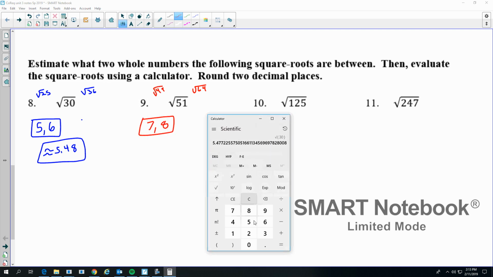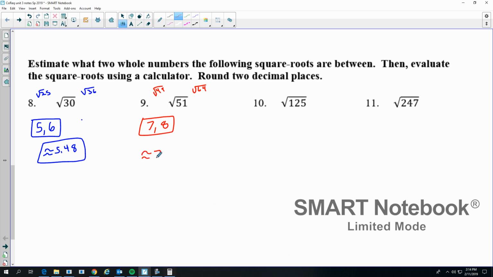So let's see. I'll clear this out. So 51, and I press the square root key. So I get 7.1414. Okay, so two decimal places. So I have a 4, and then after it's a 1. So since that third decimal spot is not 5 or higher, I'm just going to keep it at 7.14. So here we go. 7.14.